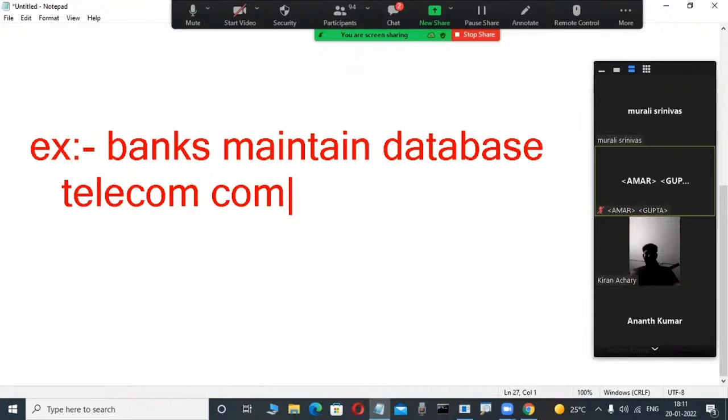Suppose, here and now, so many people are nowadays purchasing items through online shopping portals like Flipkart, Amazon, and many others. Those shopping portals also maintain databases. Because when you purchase an item, how is the order number generated? Through a database application, using the auto increment concept.